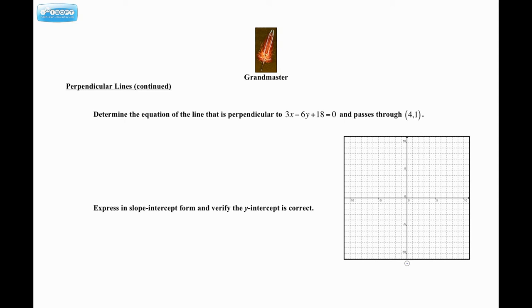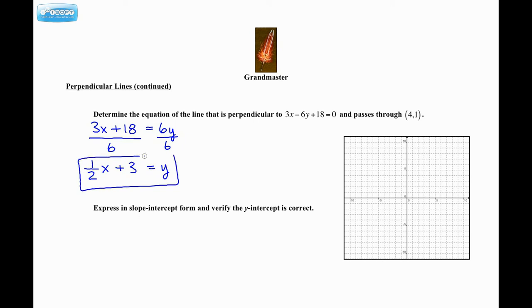Okay? So let's take our line here, and right now it's written in general form, which isn't particularly useful. So let's rewrite this so we can determine the slope. So I'm just going to isolate y. So I get 3x plus 18, and I'm going to add 6y to both sides. So there we go. And now I'm going to divide by 6 to isolate y. And this reduces, so I get 1/2 x. And positive 18 over 6 gives me positive 3, so plus 3. And then I get y. Okay, so this is actually the equation of the original line.